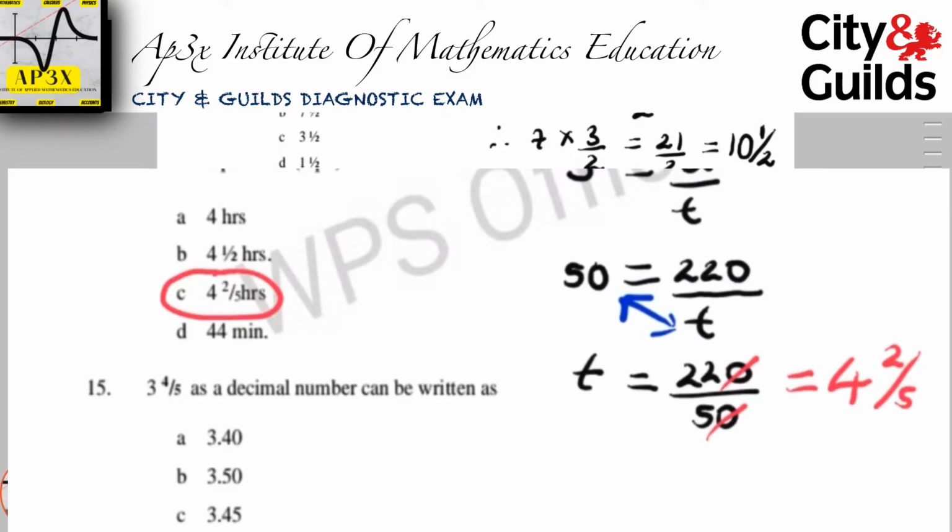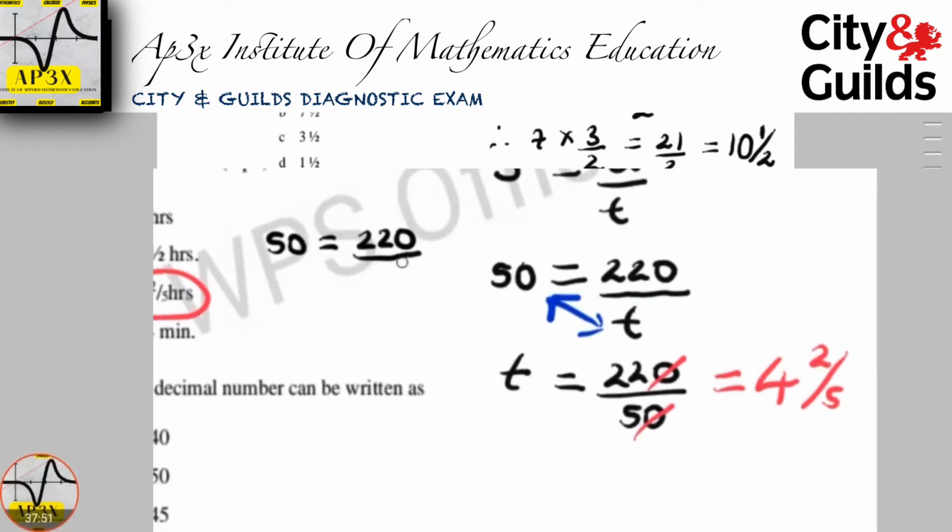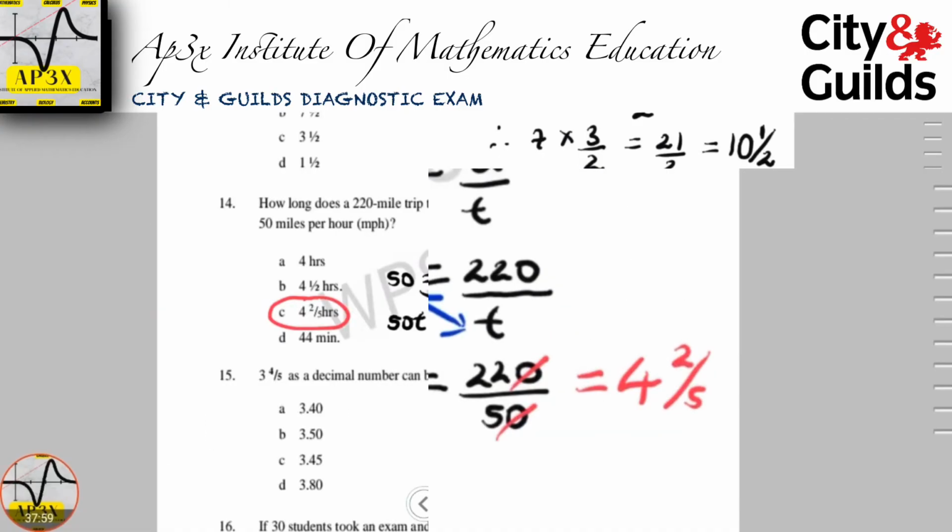Now, an alternative, more algebraic approach to this would have been to say 50 is equal to 220 over t. So we could cross multiply here, and say 50 times t is 50t, and that's equal to 220. Therefore, we can split the product by dividing both sides by 50. Remember, 50 is the constant that we don't want, so we're going to divide both sides by 50.